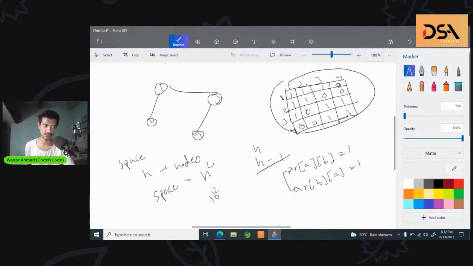then you require 10 to the power 12 integers in the array, which is a lot, and most of them will be wasted because most of them will be storing zero, because not all nodes are connected to every other node in a tree. In a graph it is possible, but in a tree, not every node is directly connected to every other node. Okay, so we see that the drawback of adjacency matrix representation is that it uses a lot of space.